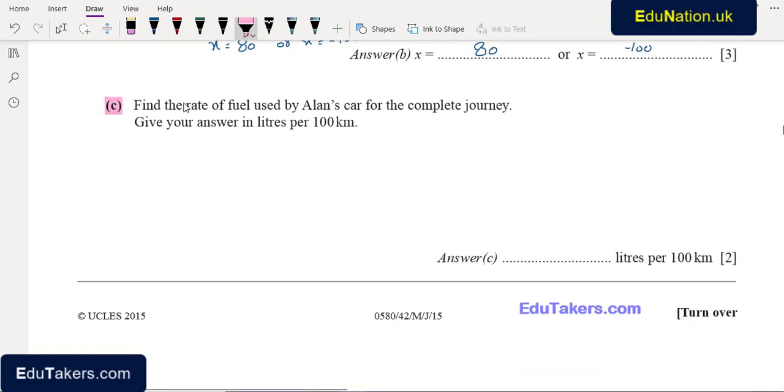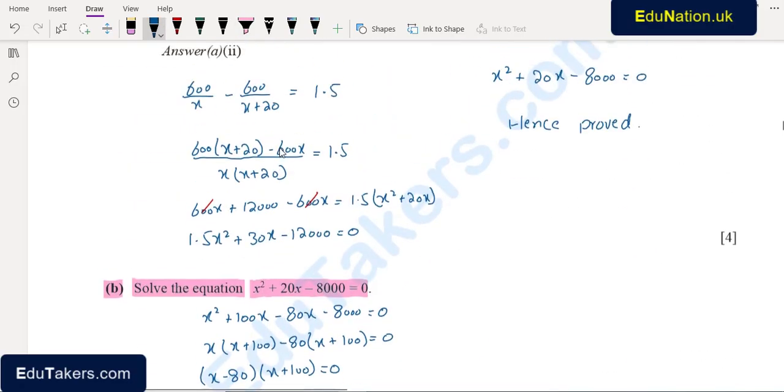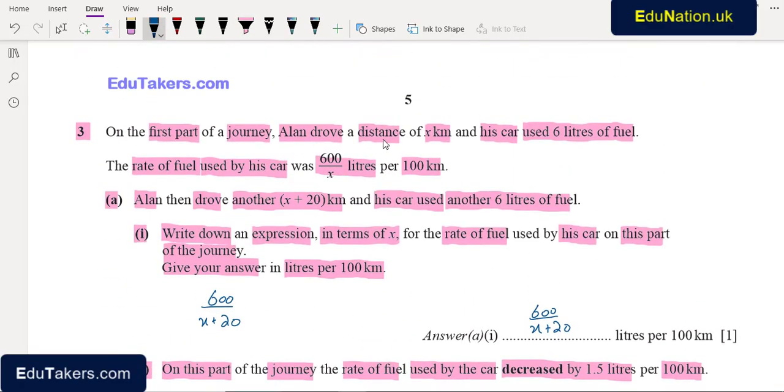Next is part C. Find the rate of fuel used by Alan's car for the complete journey. Give your answer in liters per 100 kilometer. First he drove x kilometer and then x plus 20 kilometers. And his car used 6 liters of fuel for x kilometer and another 6 liters of fuel for x plus 20 kilometers.